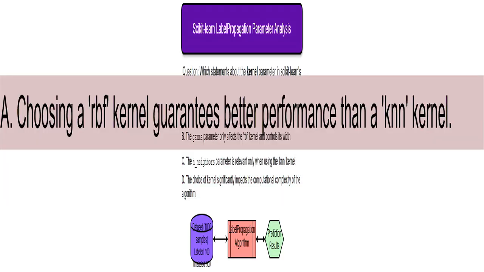This statement is false. There is no such guarantee. The best performing kernel depends entirely on the specific dataset and its properties. Sometimes, RBF works better, other times, KNN is superior.